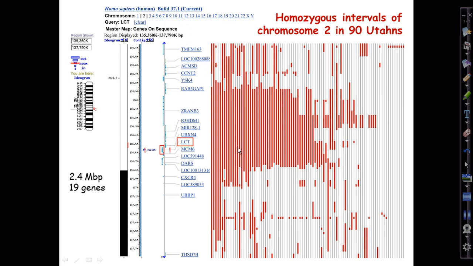This figure I made from the HapMap data for the 90 Utahns in the HapMap dataset to show where these individuals have tracks of long-range homozygosity. So these thick red lines, each vertical line is one individual's diploid genotype, and the thick red patches show where that individual doesn't show any heterozygosity for an improbably long distance.